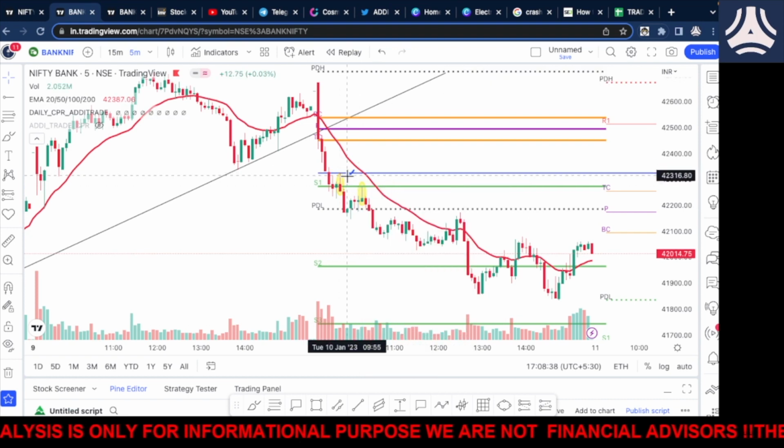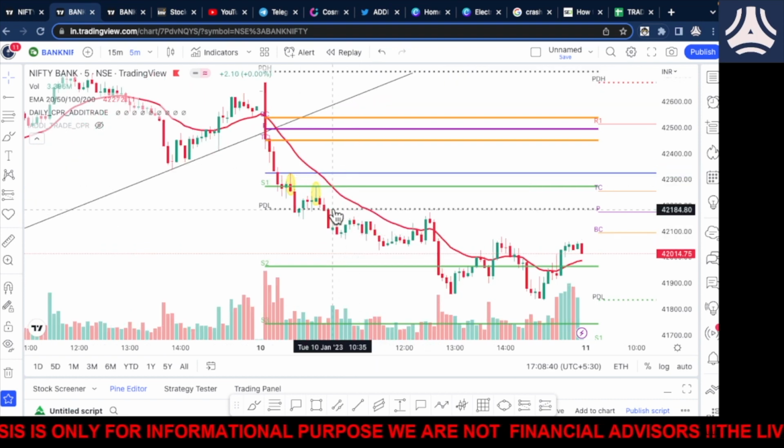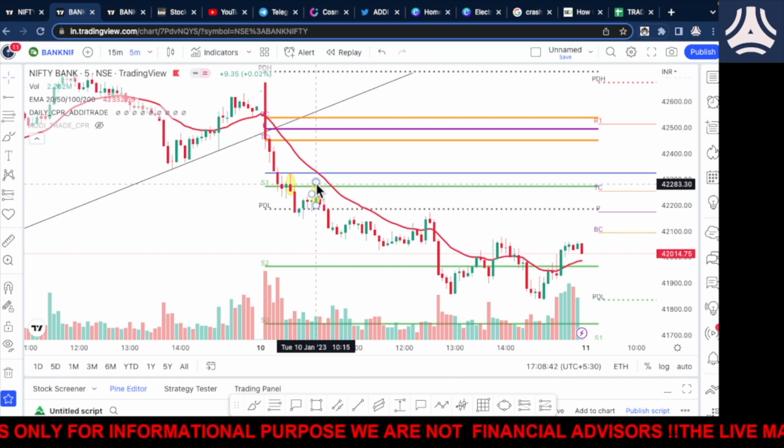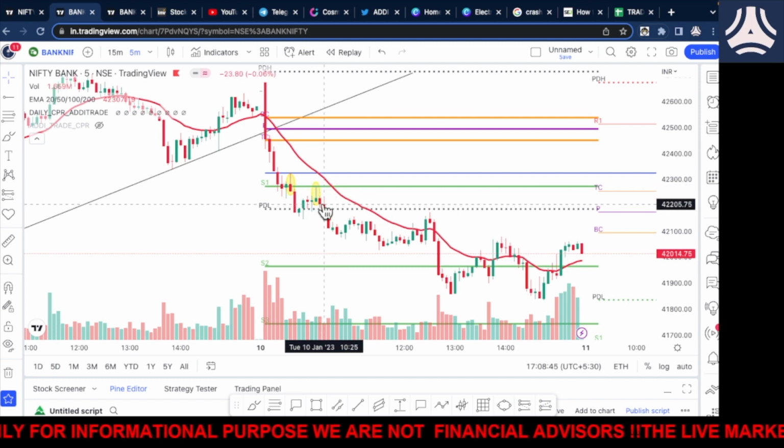But if somebody had waited, right now, at this moment, I can tell this is the best entry, because we retested the S1 and there was an inverted hammer.